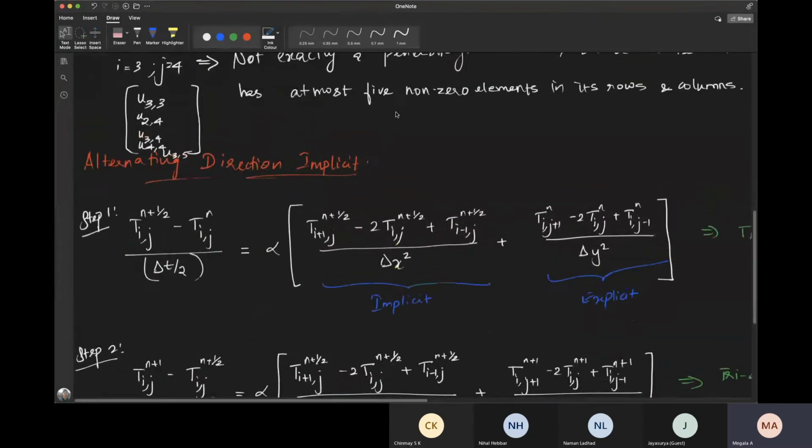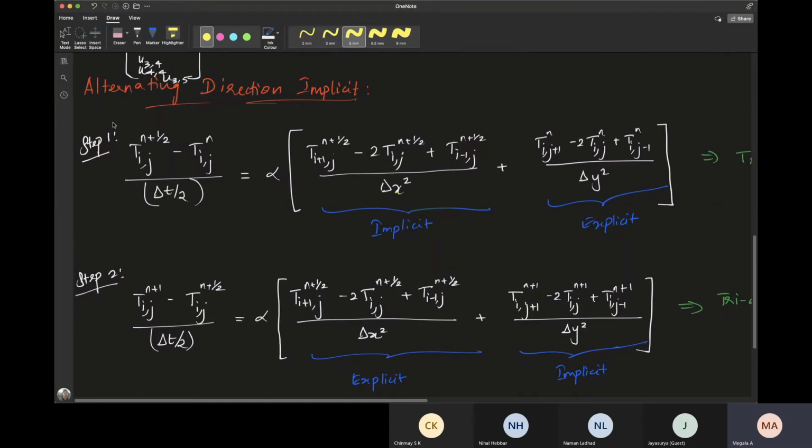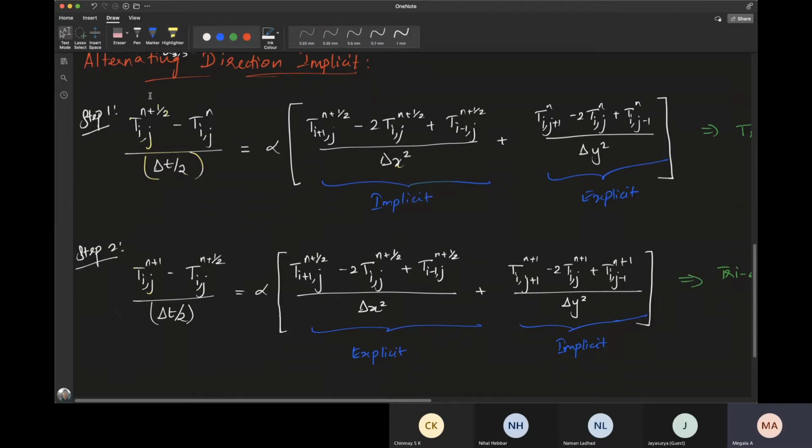So now, based on this idea, we have a scheme known as alternating direction implicit, wherein we split one time step into two different time steps. So one delta t is split up into two halves. In the first half time step, that is delta t by 2, we will be evaluating Tij at n plus half, and using this Tij at n plus half, in the next half time step, we will be evaluating Tij at n plus 1. This kind of partitioning of the time step is often done in CFD.